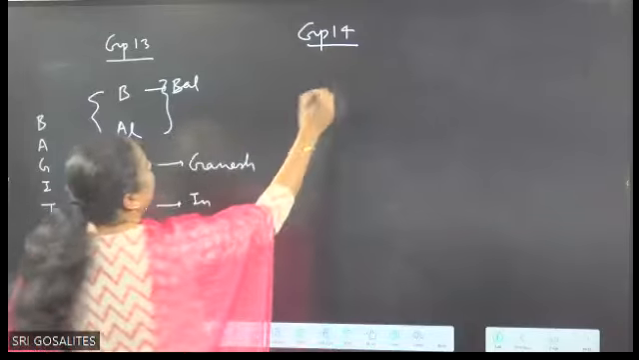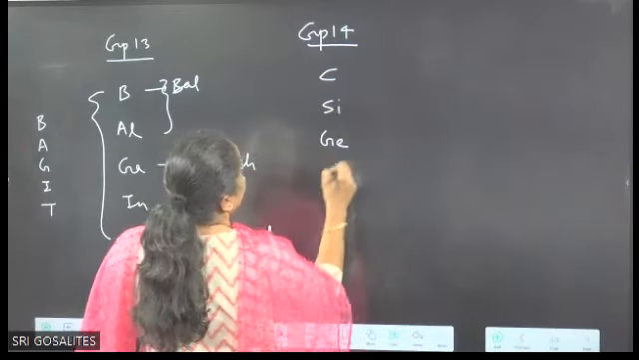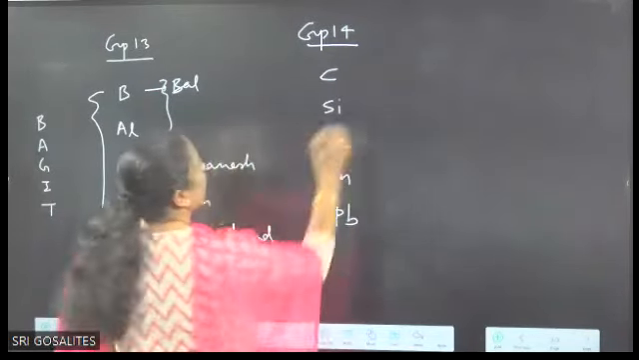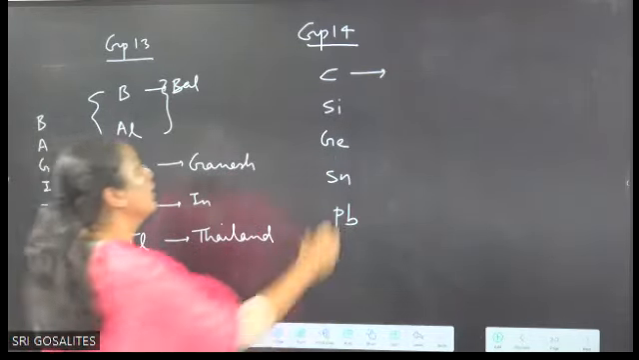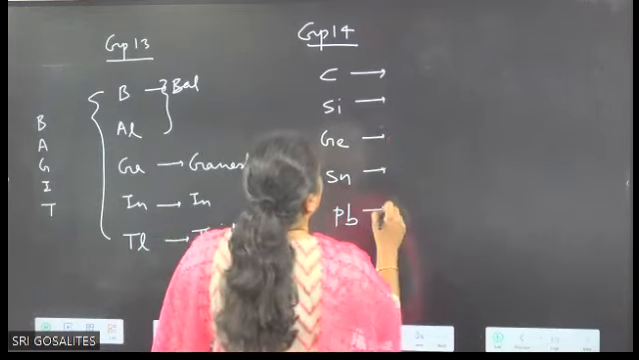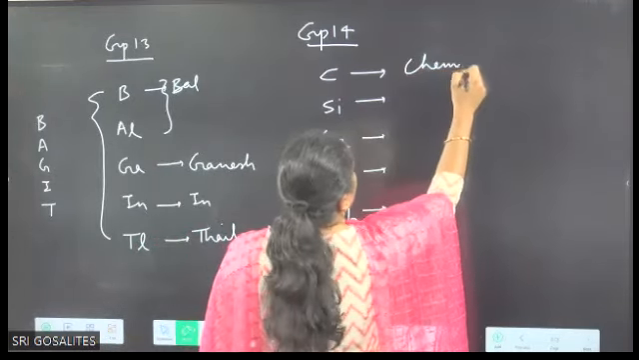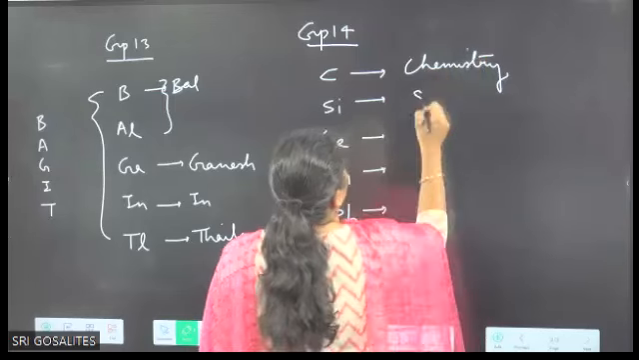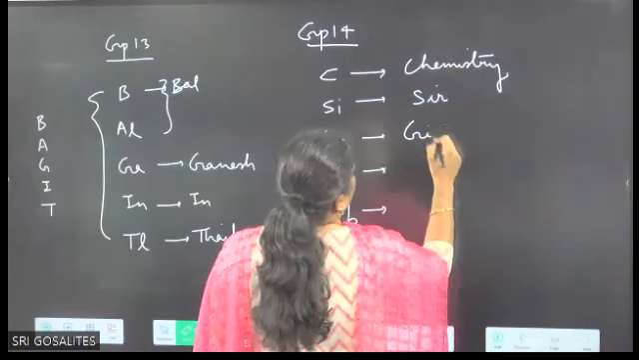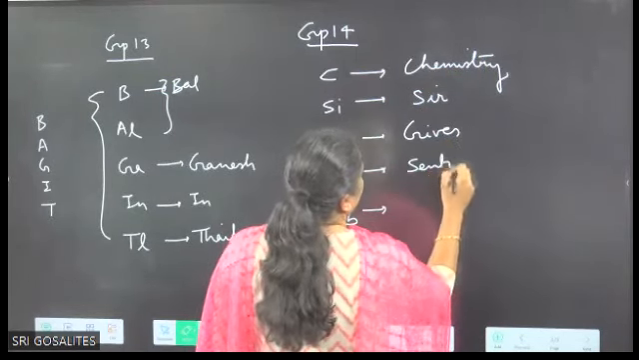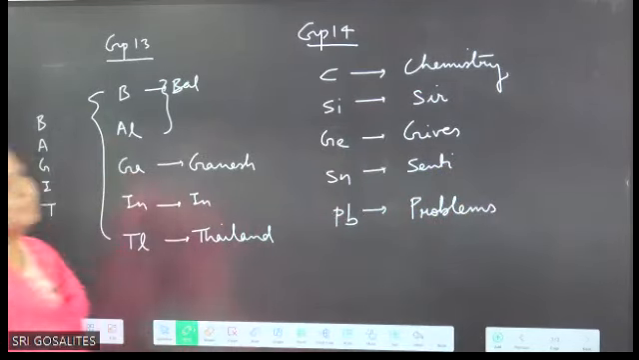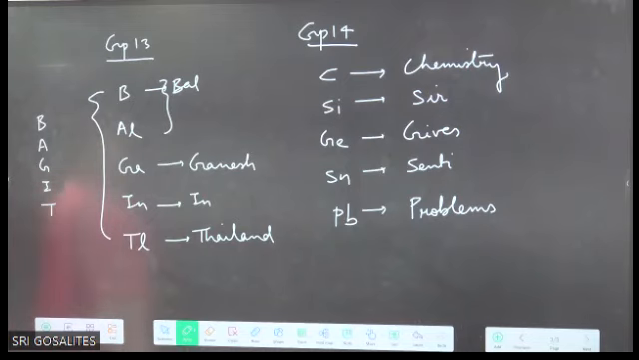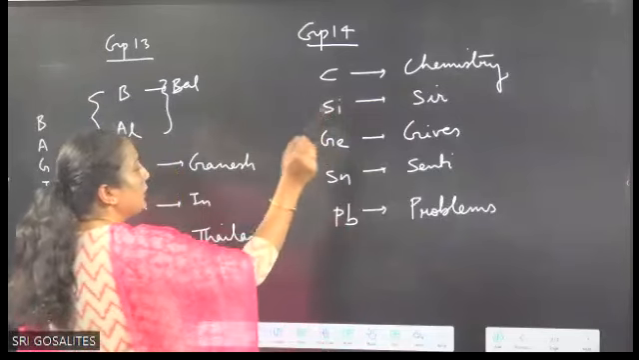Group 14. What you are having here is carbon, silicon, germanium, Sn and Pb, right? Now, this one you can remember like: chemistry sir gives scenti problems, right? Okay, so this is carbon, silicon, germanium, tin and lead.